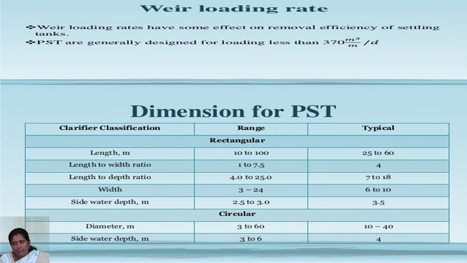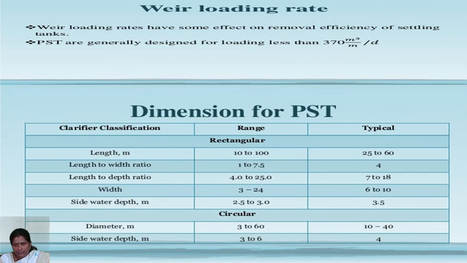The dimensions of a primary sedimentation tank differ by clarifier classification. For rectangular tank, length is taken as 10 to 100, typical value 25 to 16. Length to width ratio is 1 to 7.5, typical is taken as 4. Length to depth ratio 4 to 25, typical value 7 to 18. For width 3 to 24, typical value 6 to 10. Side water depth taken as 2.5 to 3, typical value 3 to 5, sorry, 3.5. So this is for a rectangular tank.